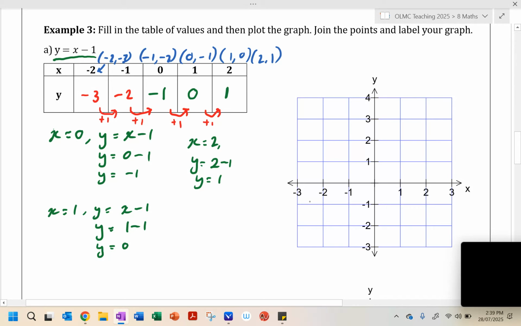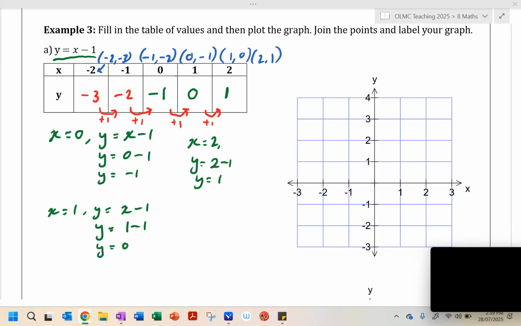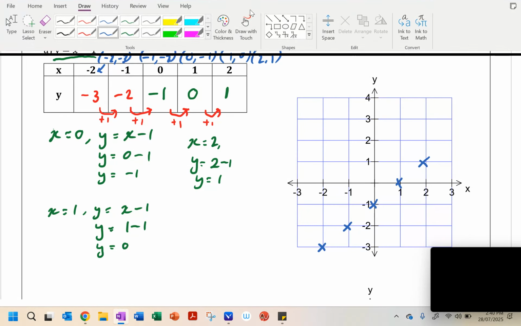Okay. Then we're going to plot these points. So take a moment, guys. I'll give you a minute or two to plot all of these points. I've disappeared from the camera. That's better. Okay, so -2, -3. Mark that point in. -1, -2. Yep, we're just plotting these points. 0, -1. And see how, as I'm plotting them, they're all in a straight line. If you notice they're not, then go back and check your answers. So 2 and 1. Get a ruler, join them together.